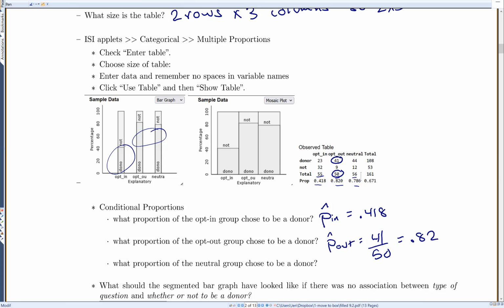Okay, and what proportion of the neutral group? Well, now I want the neutral group. So the sample proportion for the neutral equals 0.786.